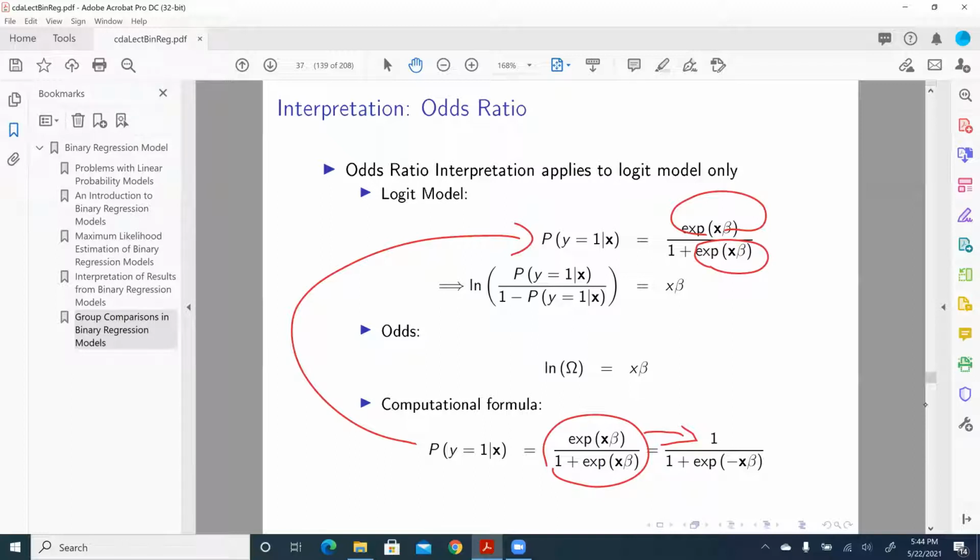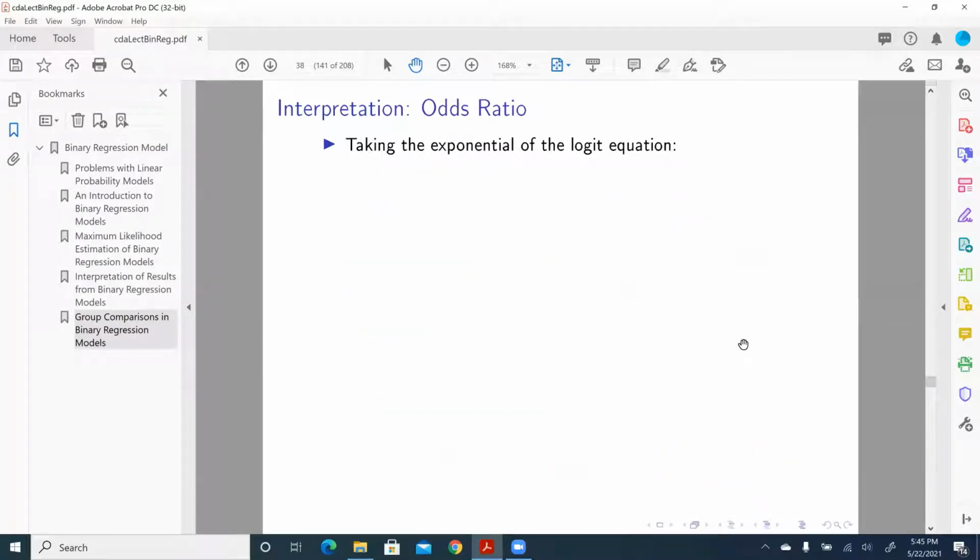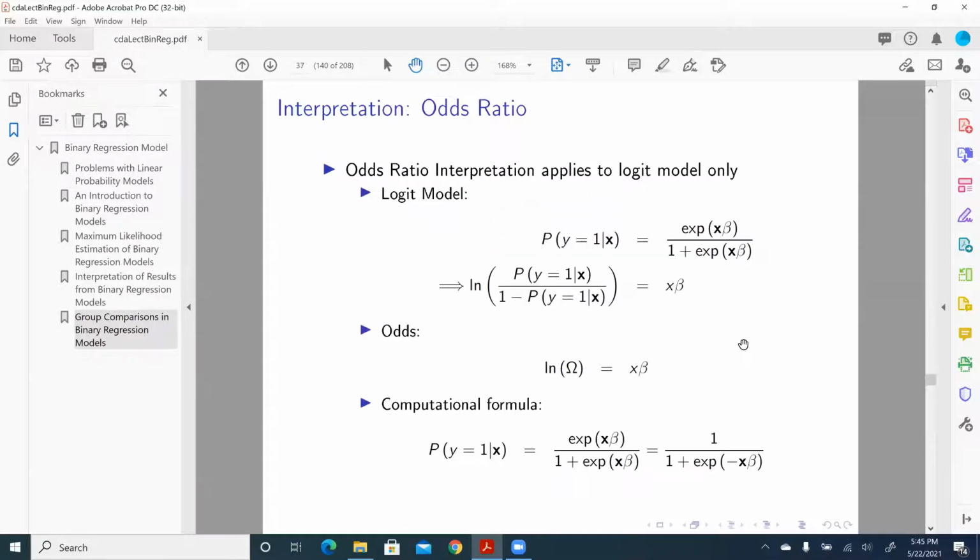Basically, we divide both numerator and denominator by the natural exponential function of x beta, and we get the last term, that is the computational formula for the probability of y equal to 1. That's 1 over 1 plus the exponential of negative x beta. Okay, and we're going to move on, right? So from here, the log of omega equals x beta.